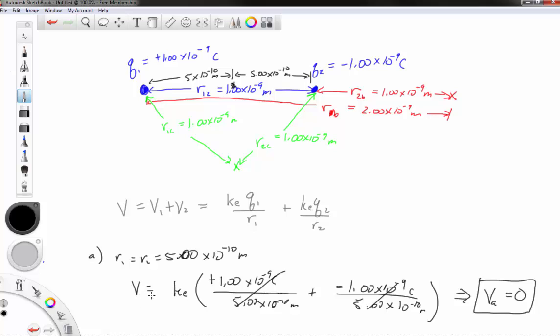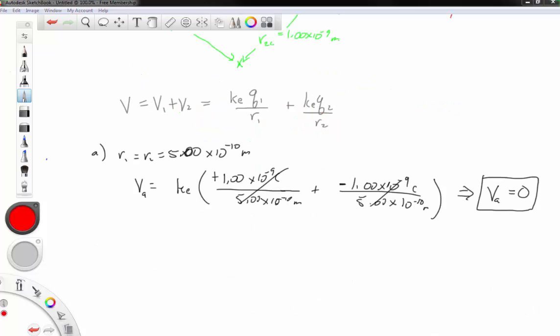So the potential midway between the two is equal to the potential at infinity, so we can actually use this as our ground if we want, as our equilibrium point, or excuse me, as our zero potential point.